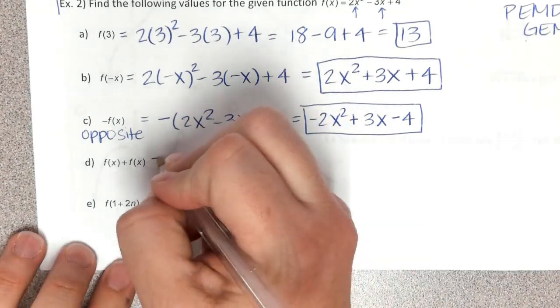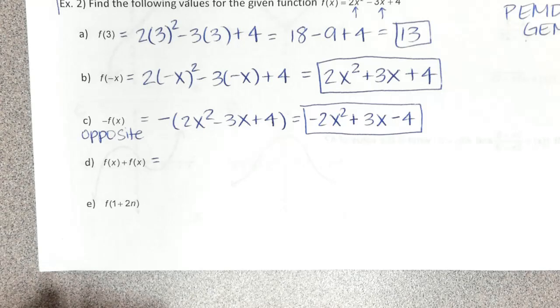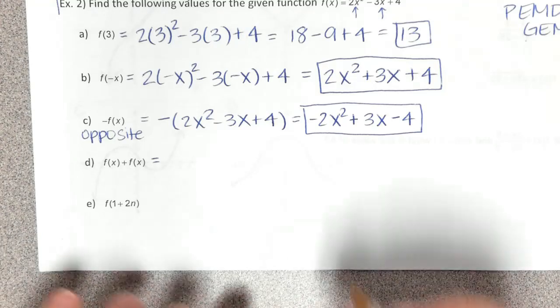You add two functions. How do you add a function to itself? Multiply. Combine my functions. That's the one. We're going to combine like terms.